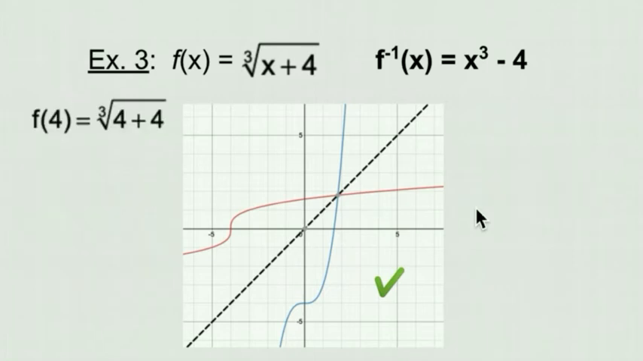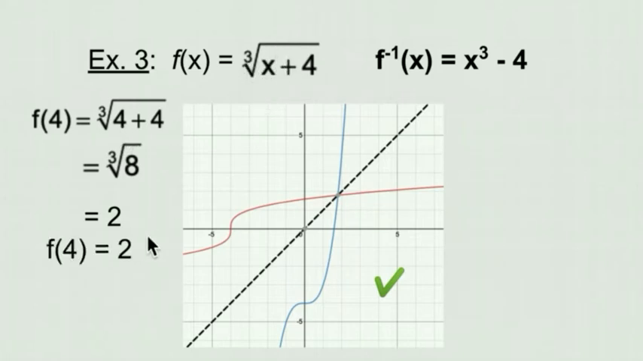But just to show you that you can check to see that you have the right function. For instance, f of 4 would be the cube root of 4 plus 4, which is the cube root of 8, which is 2. And I purposely chose a number that would give me a perfect cube under here. So that means that f of 4 is 2.